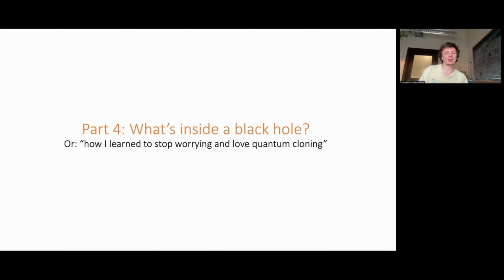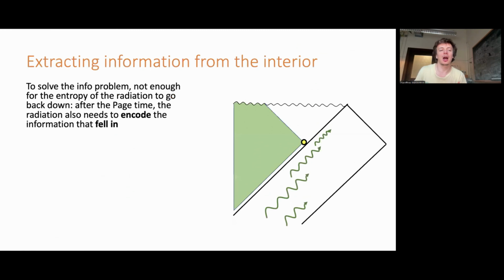Okay, so that was the exciting punchline of 2019. We suddenly had a calculation that rather than saying the entropy of the radiation just kept going up until it became paradoxical, instead kept going up until it was about to be paradoxical and then started going back down. So the last part of this talk is going to be a bit more speculative, a bit more questionable, which is to try to answer the question about what happens if you jump in and what's actually inside a black hole.